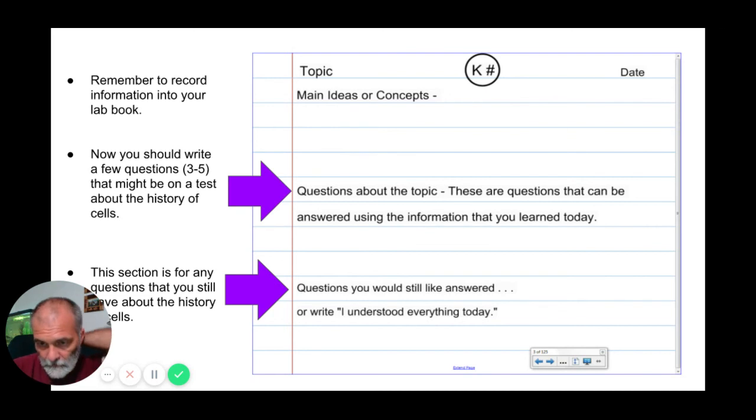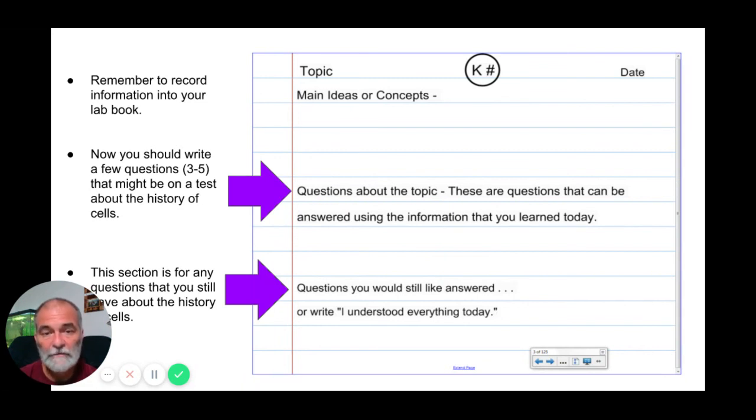So at this point, what you're going to do is, in your lab book, come up with a few questions that you can write down about this topic of the cell theory. Think of it as making a quiz for yourself. You don't have to put the answers, just the questions. And then at the bottom of the page, if you think you got everything about the cell theory, write, I understood everything today. And if you don't, then write down what it is exactly that you still need some help with, that you still need to understand.